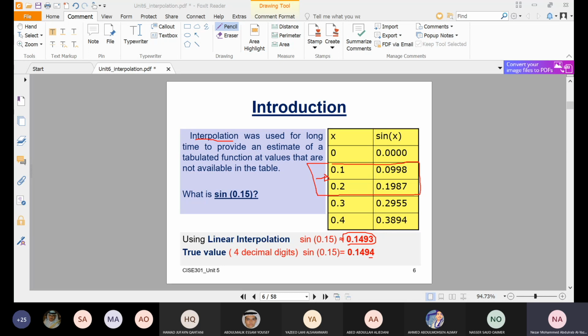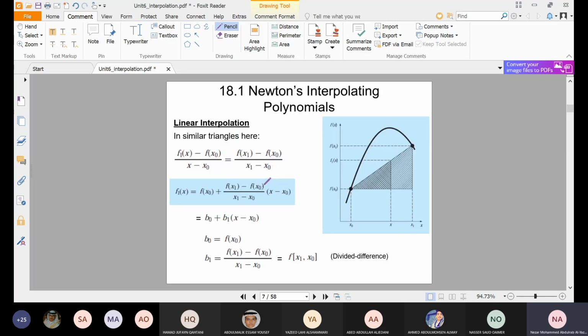So what's this method, ya shabab? This method, we usually have here similar triangles. From this connected line, or by computing the same slope at this point, for example, f1 of x, which will be the estimate of the point x that we want to estimate, because we want to estimate the function at this point.